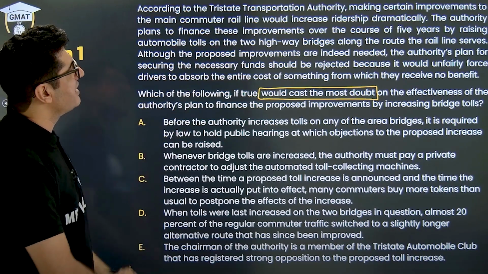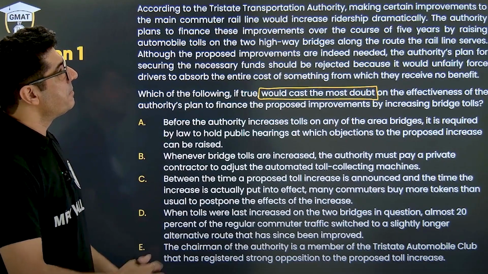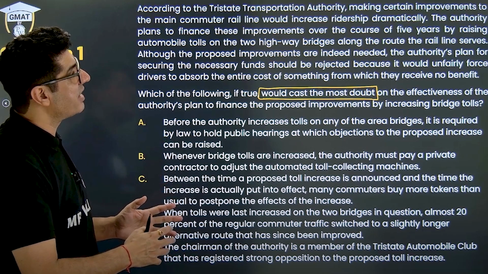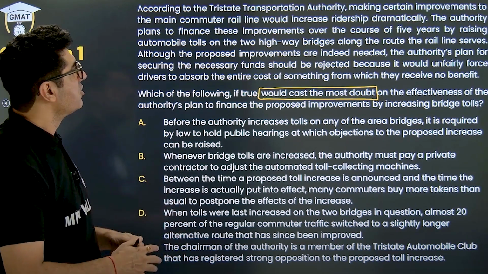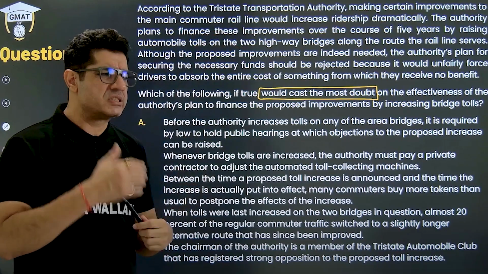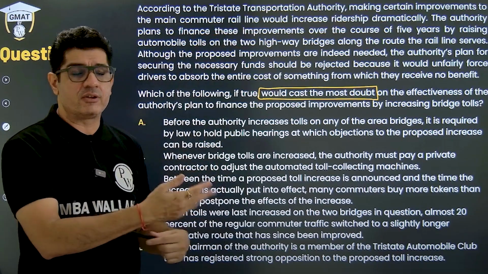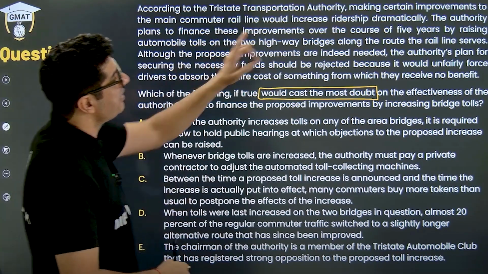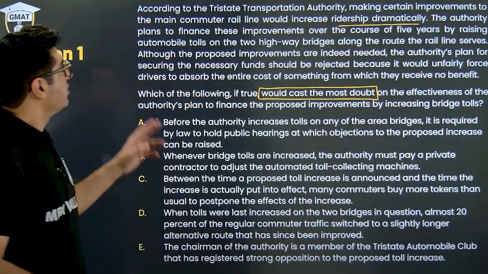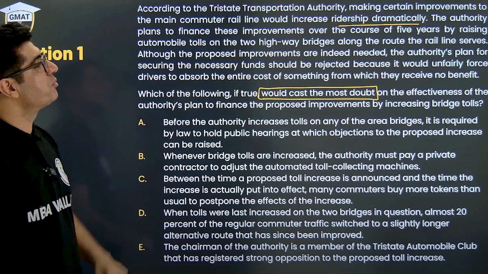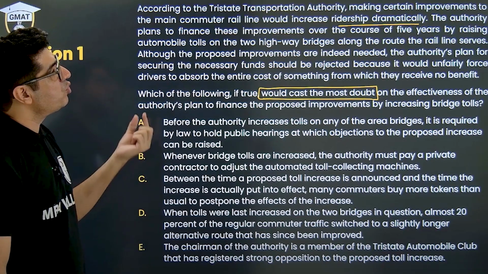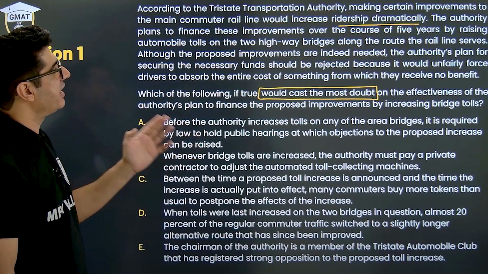So according to the Tri-State Transportation Authority, making certain improvements to the main commuter rail line would increase ridership dramatically. Okay, so there is a rail line, a commuter rail line, so many commuters who travel from one place to another every day use it, and if you make improvements to it, your ridership will increase. The authority plans to finance these improvements over the course of 5 years by raising automobile tolls on the 2 highway bridges along the route the rail line serves.